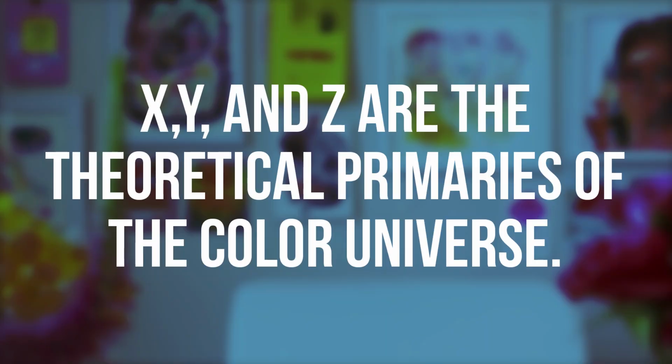What's important to understand, however, is that these primaries do not correspond with actual colors or components of colors. They're totally imaginary and arbitrary choices that exist solely for mathematical convenience. X, Y, and Z are the theoretical primaries of the color universe.